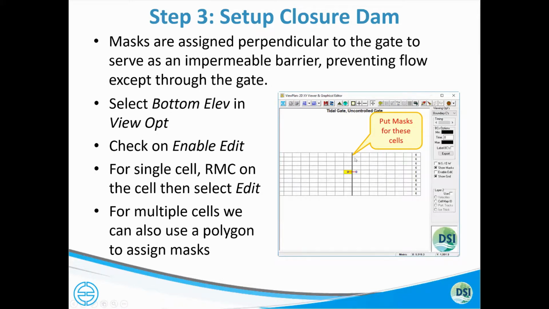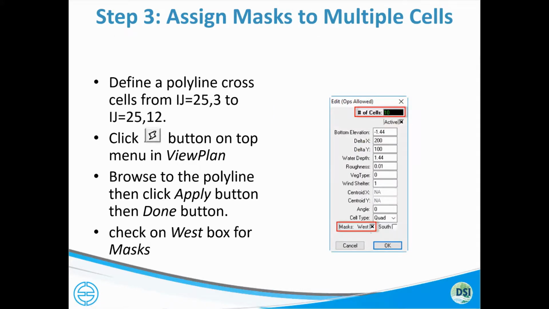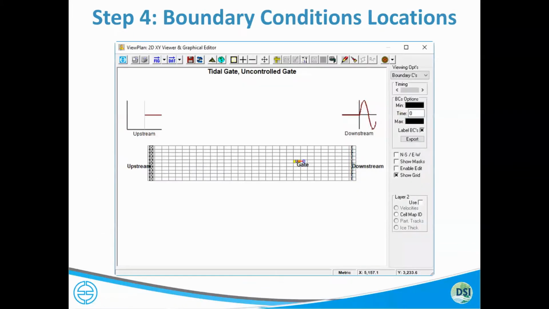And you can click on each cell and do it manually, or you can use a polygon and select all the cells that you want at one time. You'll notice here when you go to edit those, the number of cells that were selected was 10. You just check this box one time, and then all the cells are set at once. So that's just a quick way to be able to set these.